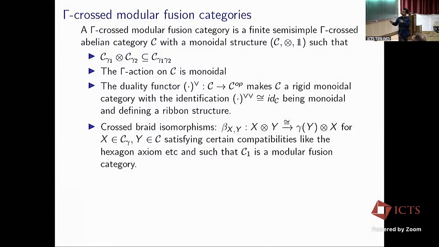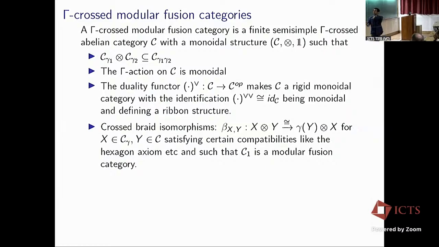And moreover, I'm saying gamma crossed modular. This word modular: there is a notion of a modular fusion category. So the trivial graded component should be a modular fusion category. So this condition, the last condition, is about the non-degeneracy of a certain matrix known as an S matrix.